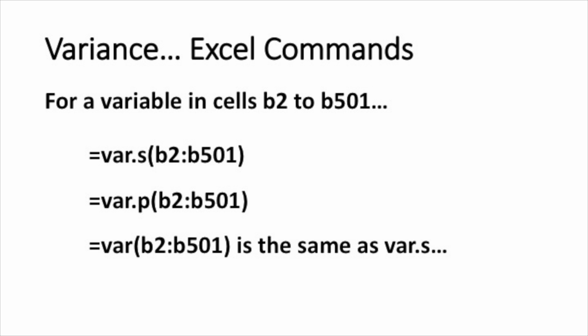If you want to do a population variance, it would be VAR.P, and then parenthesis, B2 colon B501, close parenthesis. Or you could just use plain old VAR parenthesis B2 colon B501 parenthesis, which is the same as the variance for a sample. In most applications, you're dealing with just a sample of data, so you can use that VAR formula without specifying whether it's a sample or a population.